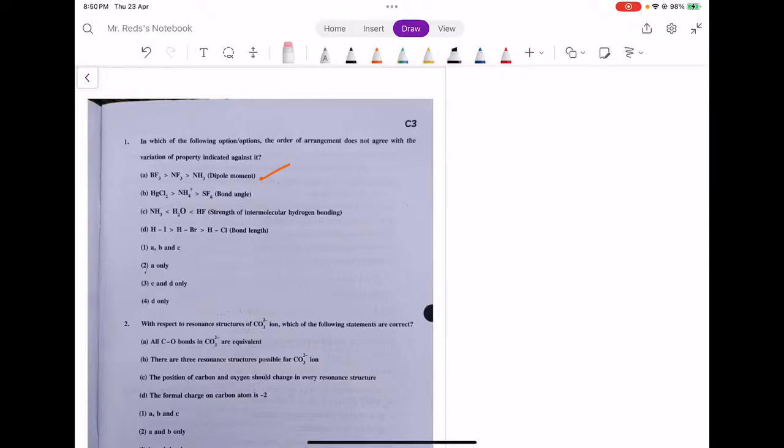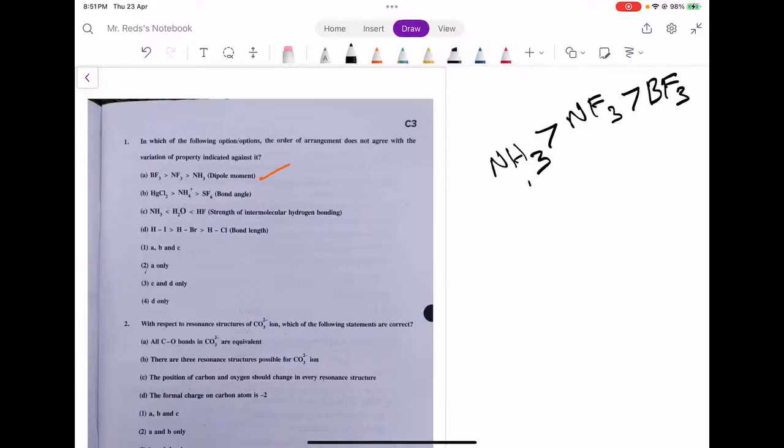In the first option, boron trifluoride greater than nitrogen trifluoride greater than ammonia. The actual order of the dipole moment is NH3 greater than NF3 greater than BF3. Why does NH3 have a greater dipole moment than NF3?